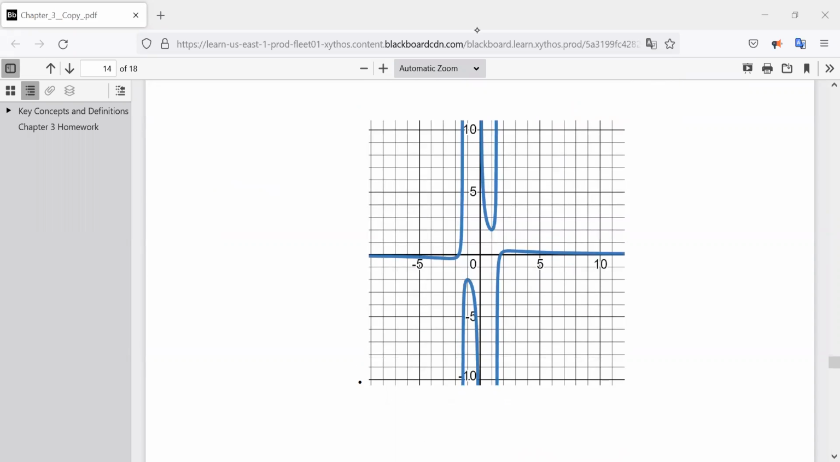What about this one right here? Any intuitions? Odd. Yeah, this is going to be an odd function. It's a wonky odd function, but it is an odd function. Again, because you flip it over the y-axis, then you flip it over the x-axis, and then it overlaps itself.